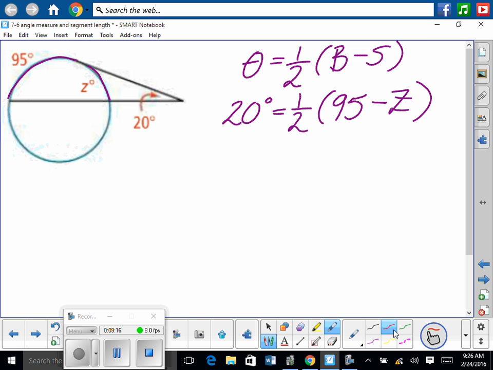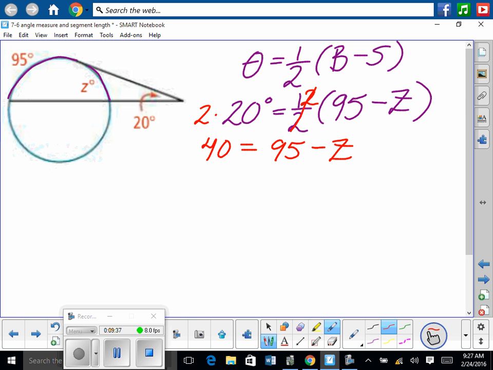So wouldn't we, well, there are many different ways of doing this. I personally am just going to go like this. Couldn't we multiply both sides by 2 to get rid of the 1/2? Okay, so I'm going to multiply both sides by 2. So we would have 40 is equal to, that divides out and becomes a 1, and then we have 95 minus Z.